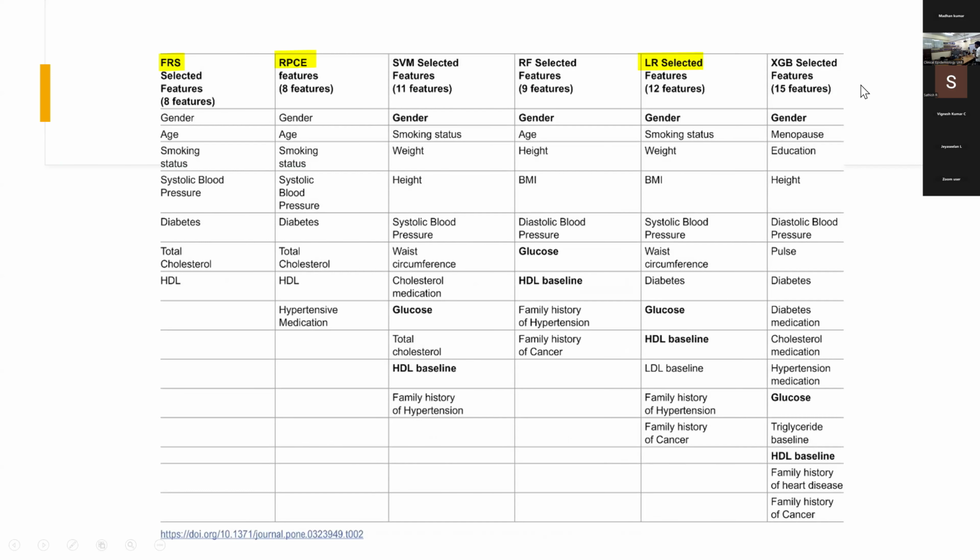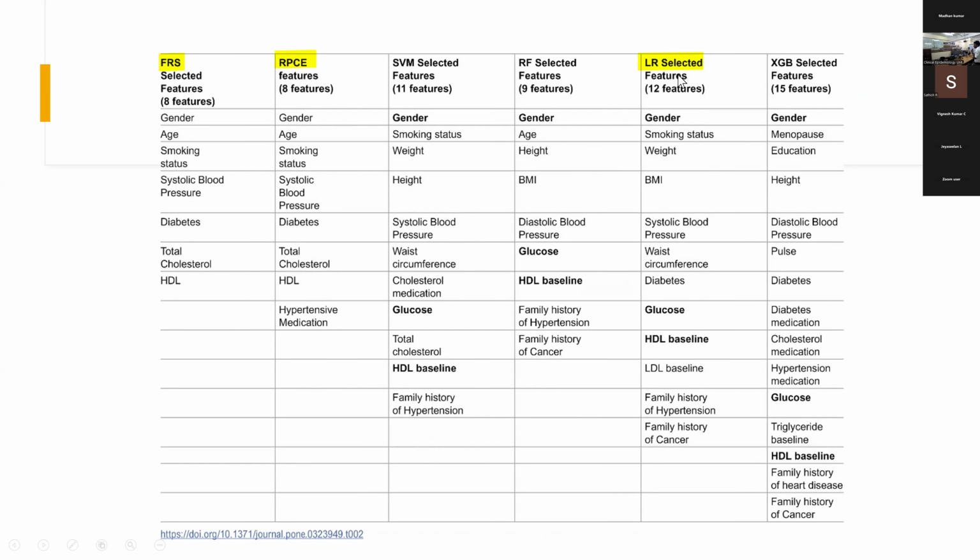So these are all the models, the machine learning algorithms, that they had used in the study. And here we could see the parameters that were part of each of these machine learning algorithms. The ones highlighted in bold are the ones which had a major impact on the final risk prediction of the machine learning algorithm.